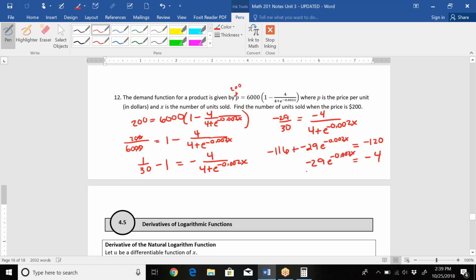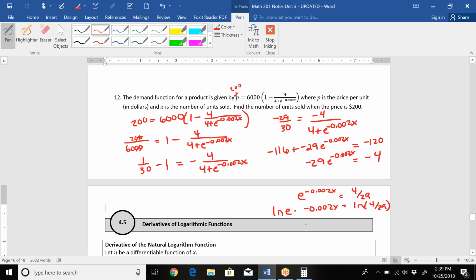So we've almost got the e to the x part isolated. So it's going to be e to the negative 0.002x equals 4 over 29. And then we finally can take a natural log of both sides. It ends up being natural log of e times just this guy, negative 0.002x equals natural log of 4 over 29. I skipped the part where I brought the power to the front because we kind of get that pattern every time.